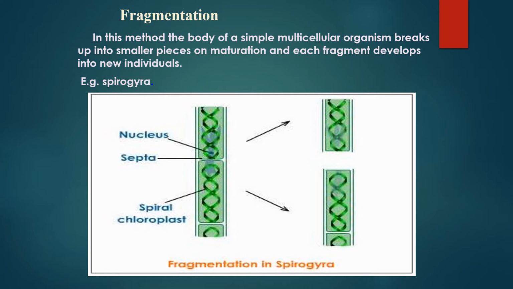Example is Spirogyra. Spirogyra is otherwise called as pond silk. It is seen as the green thread-like structures floating on water bodies, and it multiplies very fast by this method of fragmentation. There are many plants, water plants, which split and grow and fragment into new individuals. A very typical example is that of a Spirogyra.